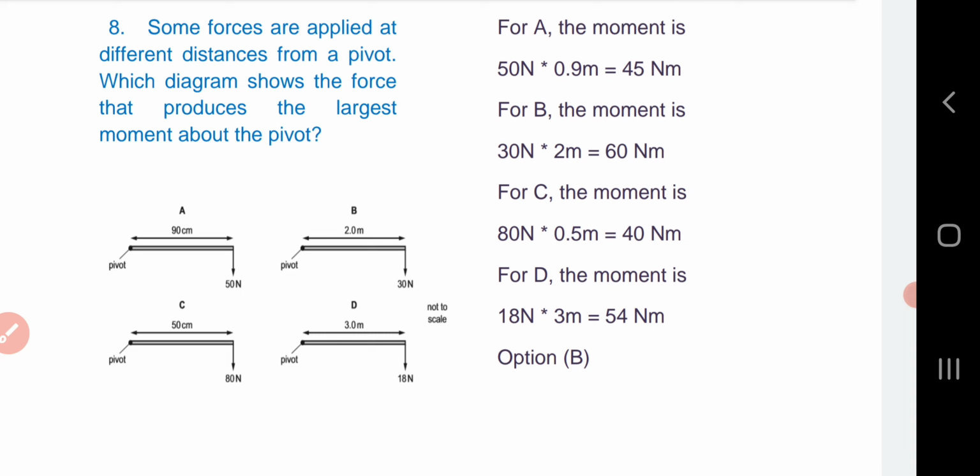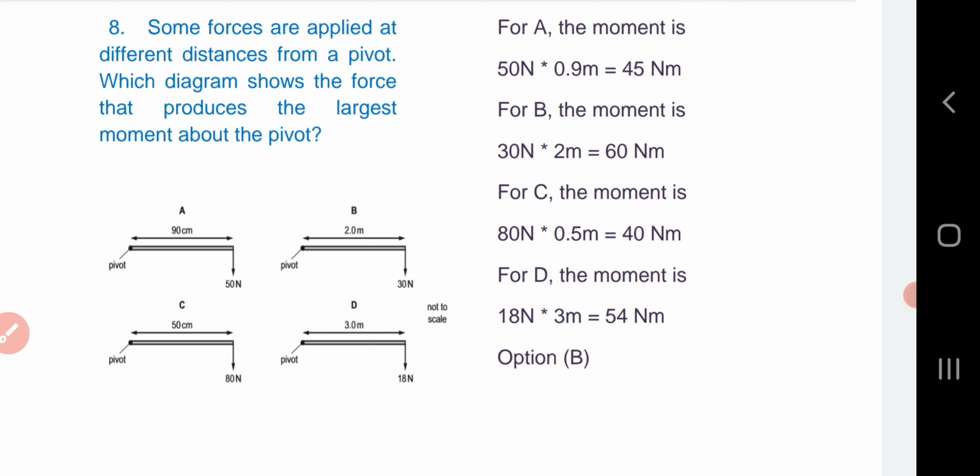for figure A, the moment is force multiplied by the distance. 50 Newton multiplied by 0.9 meter is equal to 45 Newton meter. For diagram B, the moment is 30 Newton multiplied by 2 meter and is equal to 60 Newton meter. For diagram C, the moment is 80 Newton multiplied by 0.5 meter, which is equal to 40 Newton meter.